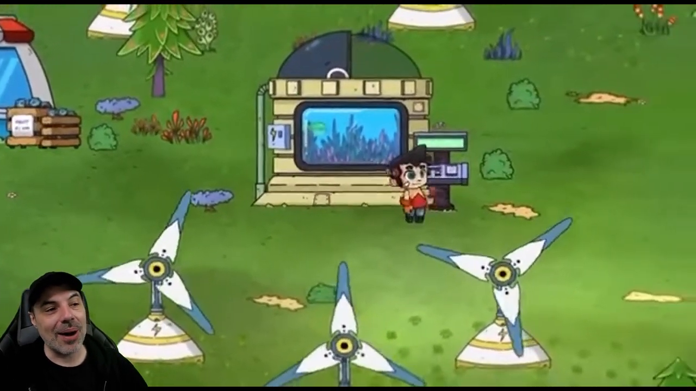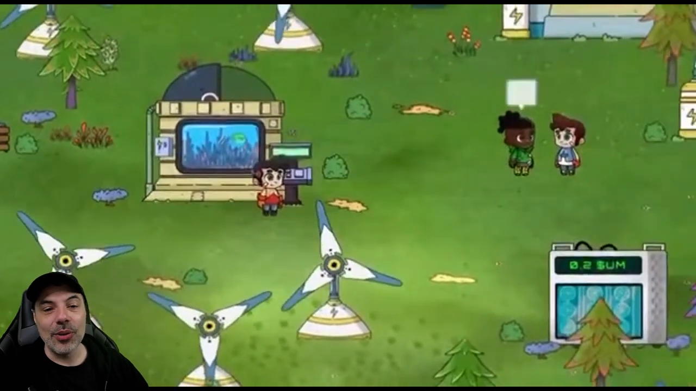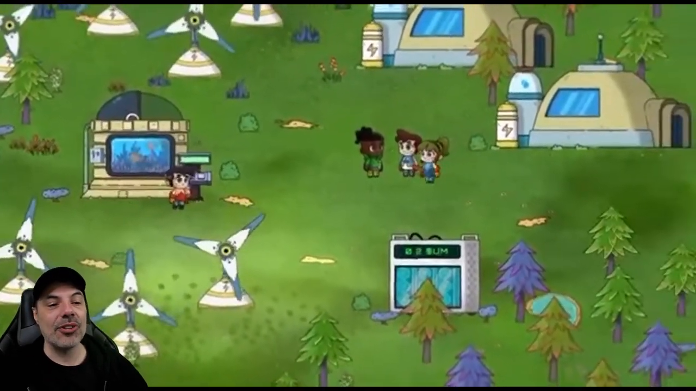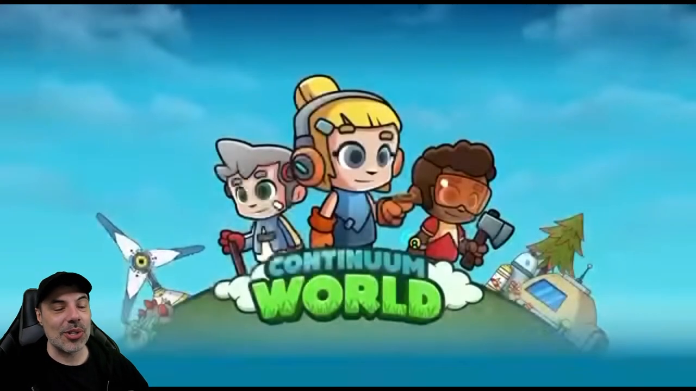There's some windmills for power generation and a little fish farm, and you can go and collect your resources after you've been building on your land. It shows a little bit of social aspect of it.